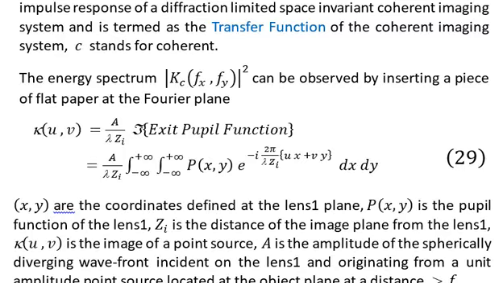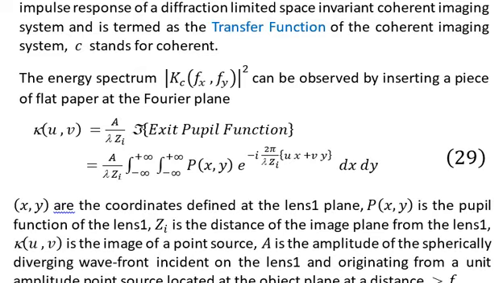The energy spectrum, which is the absolute square of kappa c as a function of fx, fy, can be observed by inserting a piece of flat paper at the Fourier plane. So the absolute square of kappa c is actually the energy spectrum. Put a piece of paper at the Fourier plane and you will observe the energy spectrum there.